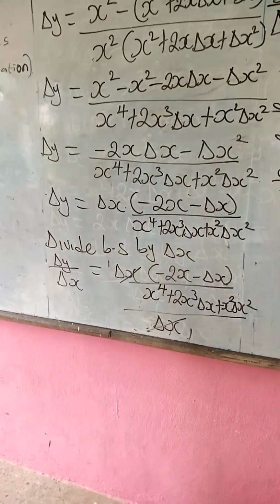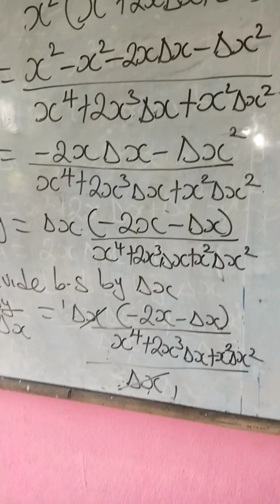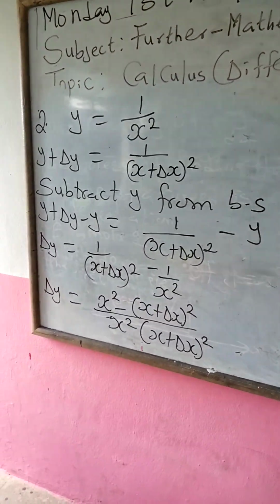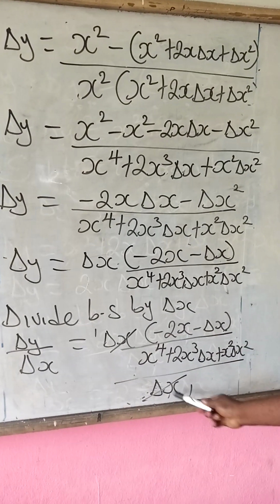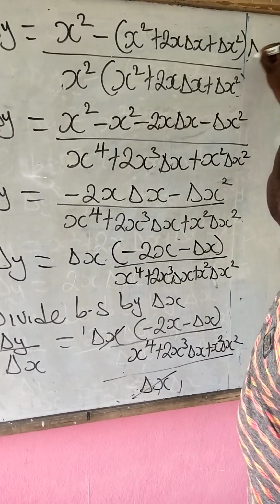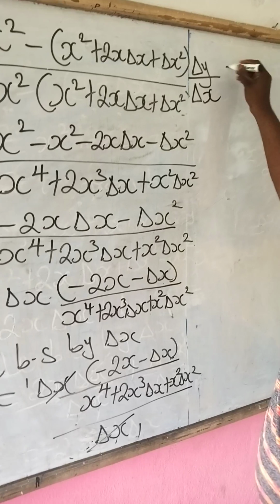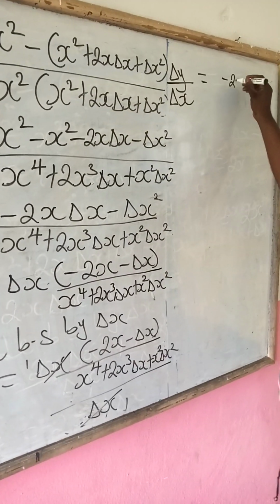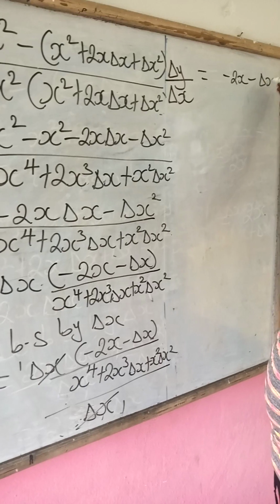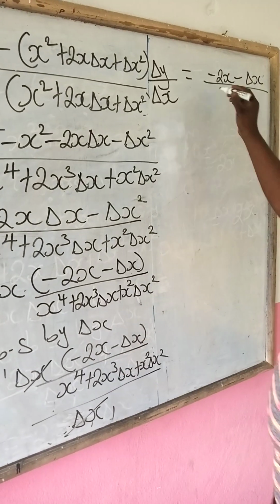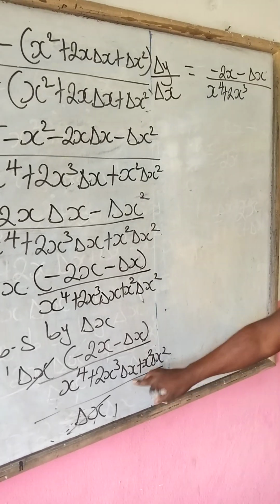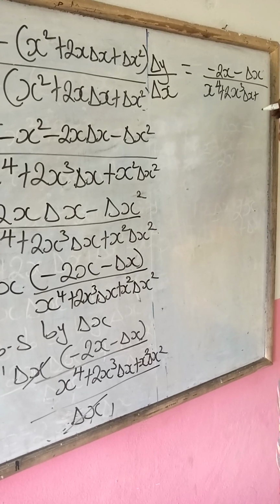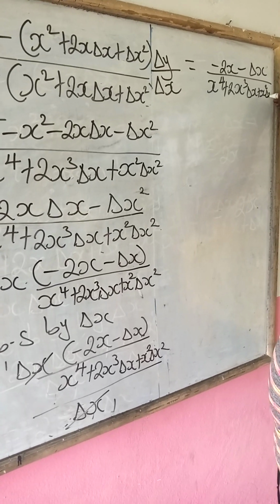Okay? So I believe we are all getting the process and the method that is needed for us to follow. Because you must follow the right step to make your work easier. Don't forget this cancels this. So what is remaining? Let's write it out. So my Δy over Δx equals, we need to write this out, minus 2x minus Δx, all divided by this, which is x raised to the power 4 plus 2x raised to the power 3 Δx, don't forget, then plus x raised to the power 2, then Δx squared.